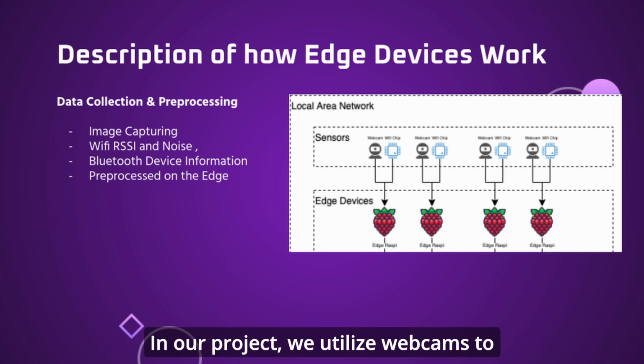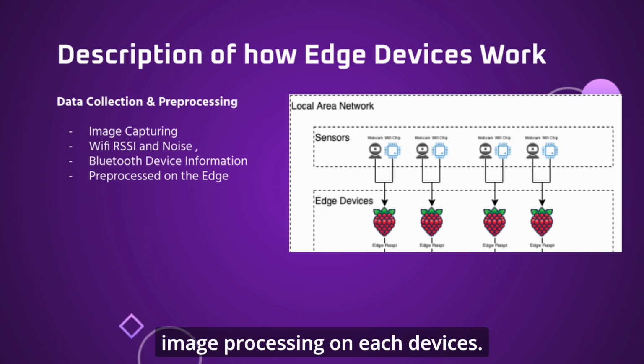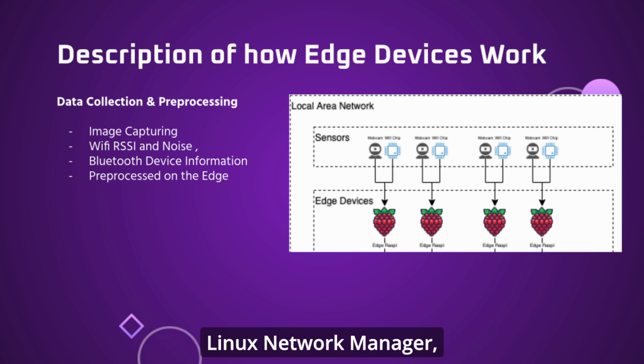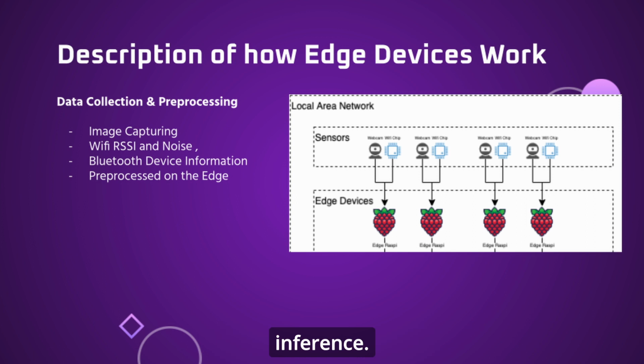In our project, we utilize webcams to capture images periodically, leveraging the Python OpenCV library for image processing on edge devices. Simultaneously, we retrieve Wi-Fi and Bluetooth signal strength data using Linux Network Manager, which is critical for understanding device count, proximity, and connectivity within the canteen. To prepare this diverse data for the model inference, edge devices perform pre-processing tasks locally, ensuring that the data is formatted properly for inference.